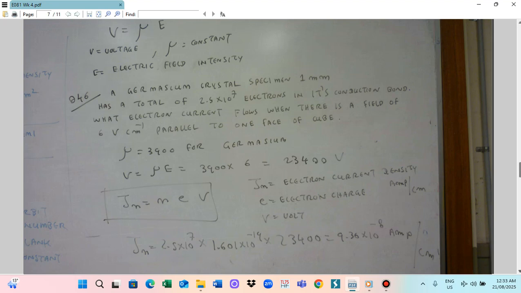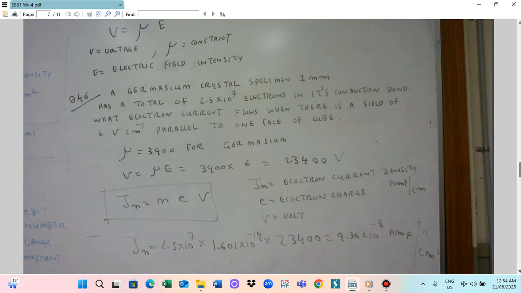So 23400 we got. And after that, electron current can be calculated. So electron current is Jn = n × e × v. In this equation, Jn is the electron current, e is the electron charge, and v is the velocity. The velocity is also calculated here: v equals mu multiplied by E, so 23400. Therefore Jn, the electron current, can be calculated.